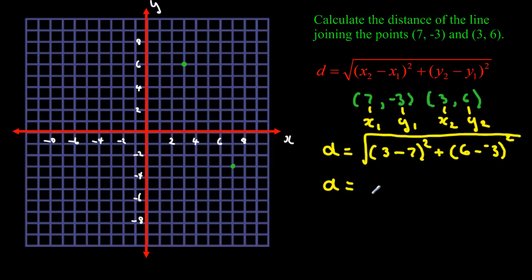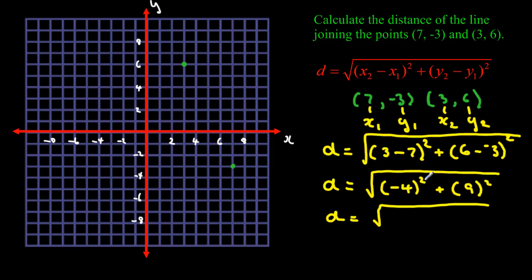Alright, so the distance is equal to, let's just keep that sign there. And we've got 3 take away 7. Now 3 take away 7 is minus 4. But we're going to square it, and we know that a minus times a minus is a positive, so it doesn't matter if it's a negative number, but we do need to write it in correctly. And here we've got 6, 2 minuses is a plus, so 6 plus 3 is 9, and we'll square that.